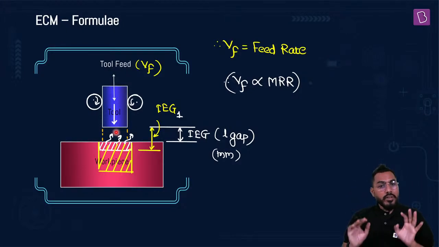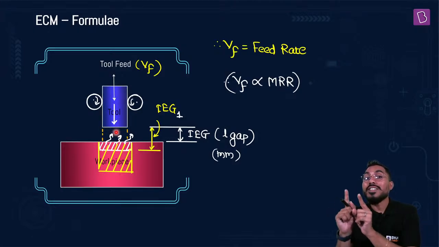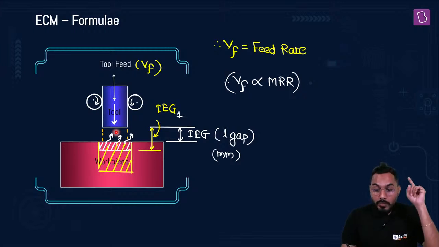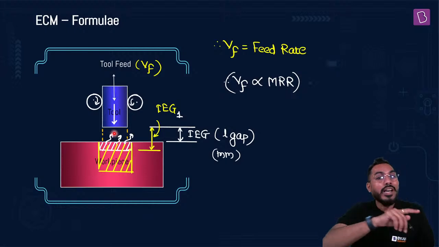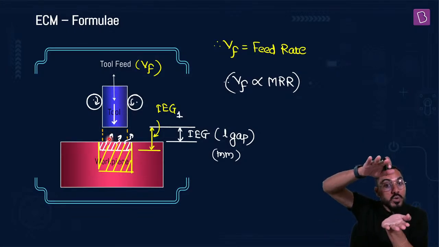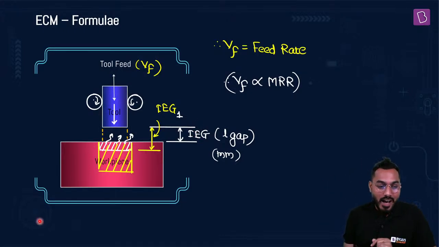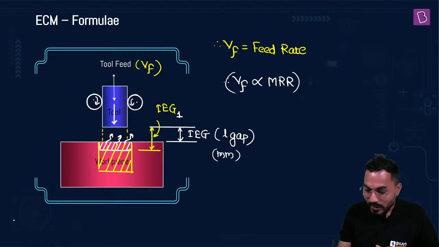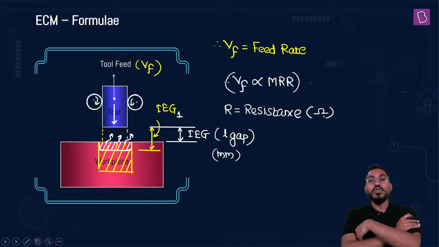So now we know that through every medium my current is flowing, but there would be a certain resistance created to the flow of the current. Whatever resistance is created to the flow of current through the gap between tool and workpiece, through that inter-electrode gap, that resistance is represented as R. So R is nothing but the inter-electrode resistance. And resistance is always measured in the unit Ohm.